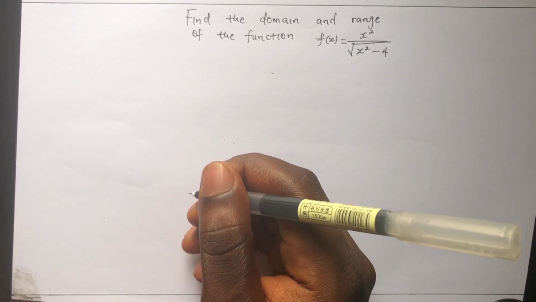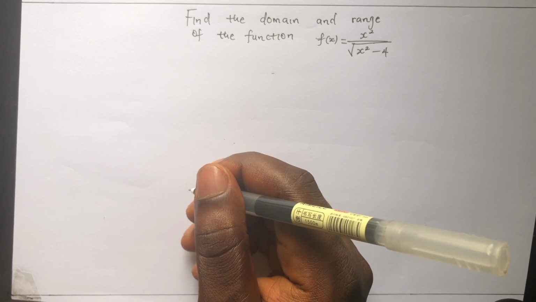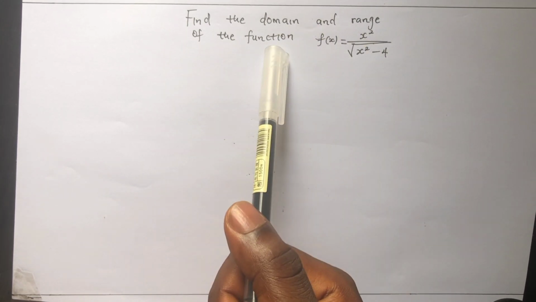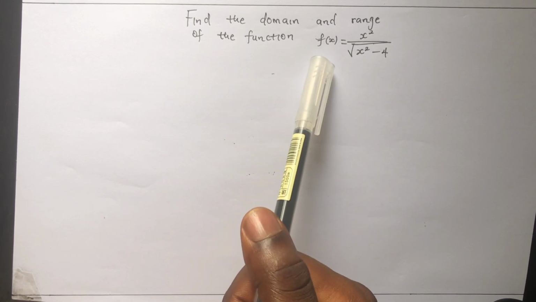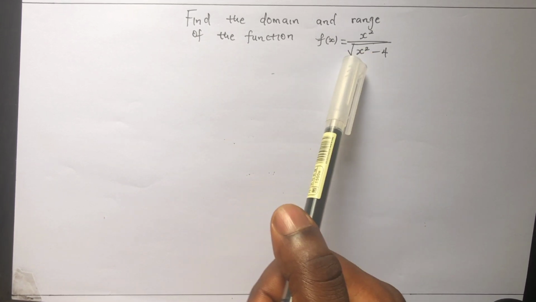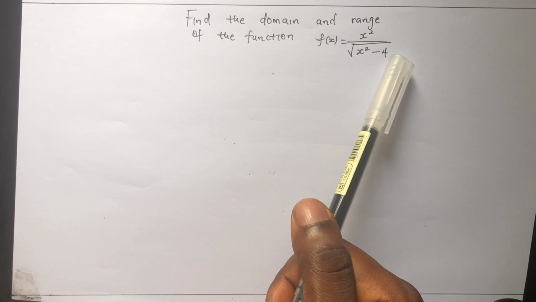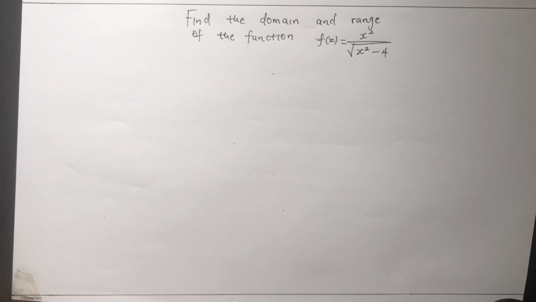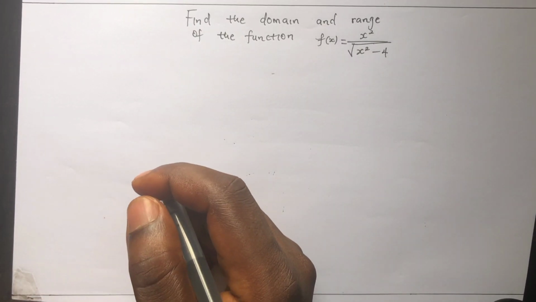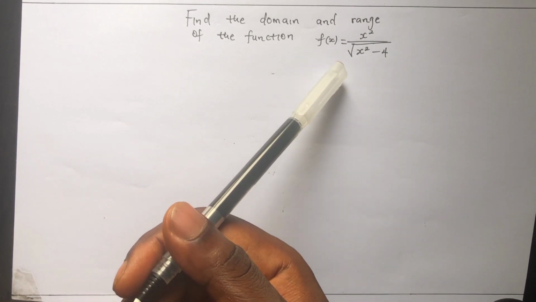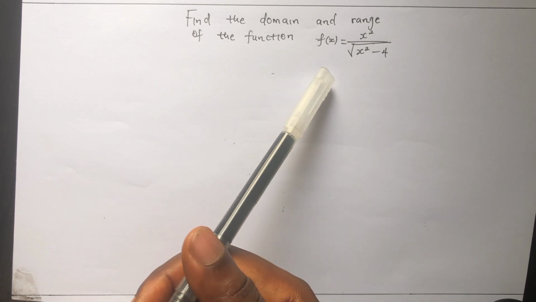Welcome to LearnFast tutorial. In this class, we are going to be looking into domain and range of functions. But with this particular problem we have f of x equal to x squared over the root of x squared minus 4. Now, when you are asked to look for domain and range of a function, there are rules that you need to apply. But for this particular problem, those rules are also dependent on the type of problem you have.